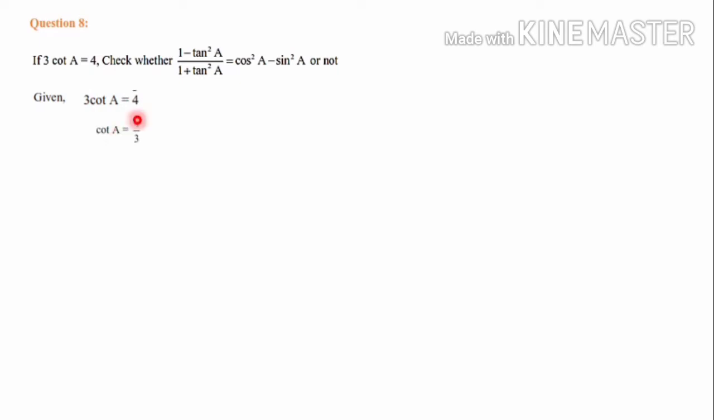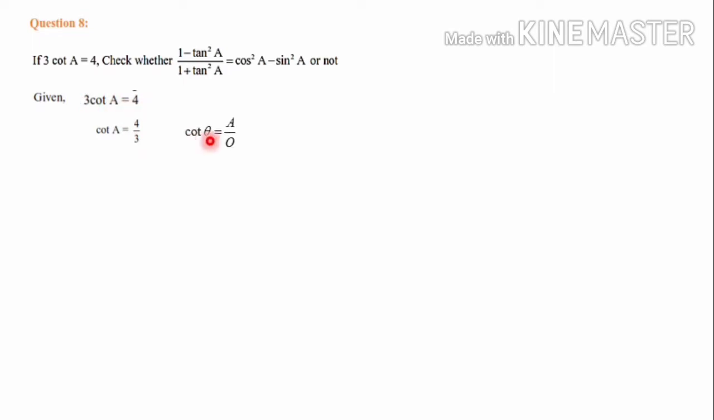Move on to question number 8. The question is, if 3 cot A equals 4, check whether (1 minus tan square A) divided by (1 plus tan square A) is equal to cos square A minus sin square A or not. Here the given condition is 3 cot A is equal to 4. From here cot A we have to calculate. Cot A is equal to 4 divided by 3. This 3 will come here as the denominator.